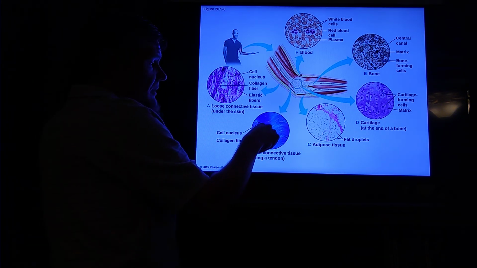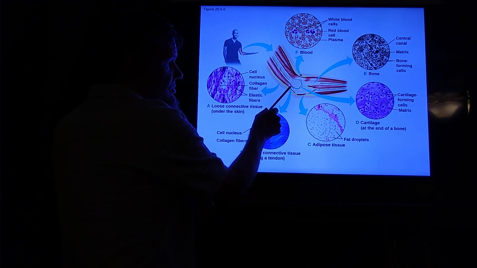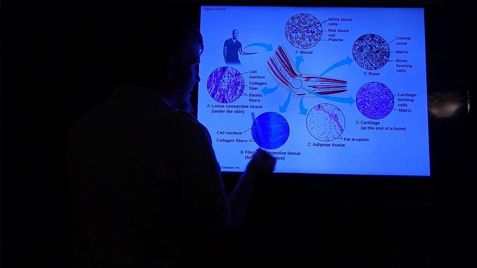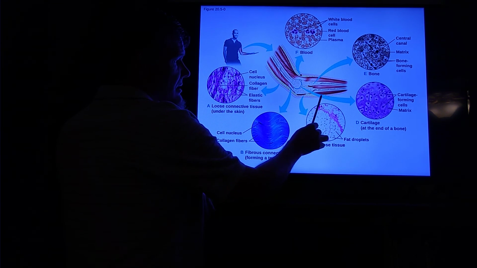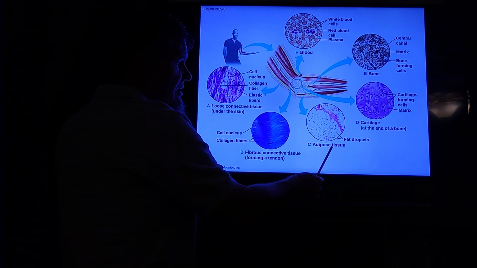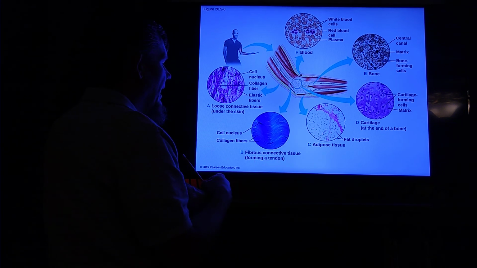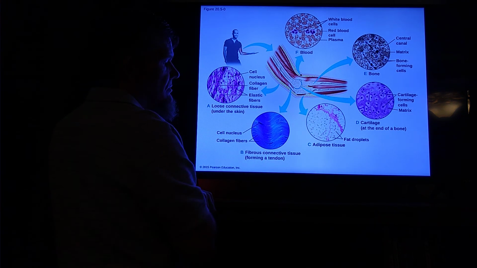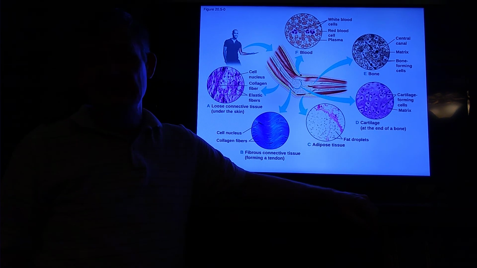Dense connective tissue, tendons and ligaments. Here is a tendon that is connecting this muscle to this bone. Here is a ligament attaching this bone to bone. All right? Tendons and ligaments are dense connective tissue. We all have a little bit of fat underneath our skin, so here is that loose connective tissue underneath our skin, and a little bit more loose connective tissue that ties the skin itself to the adipose. Connective tissue.